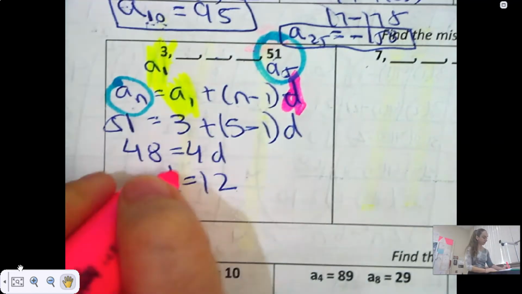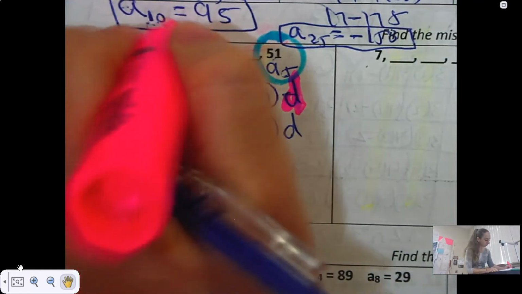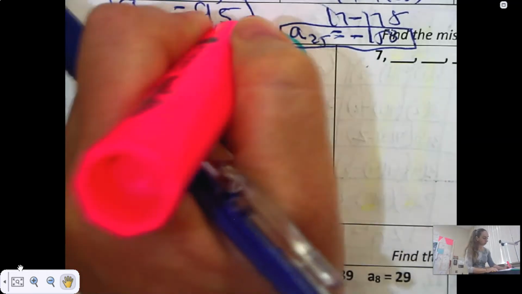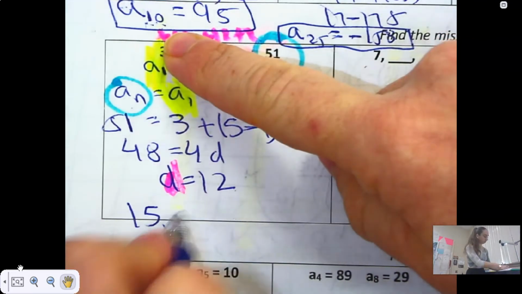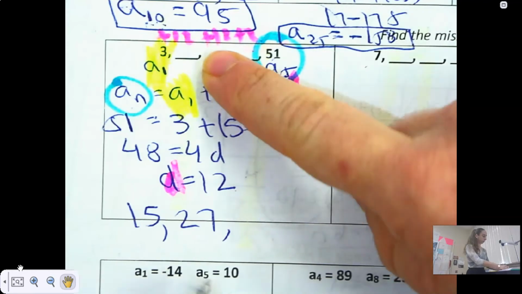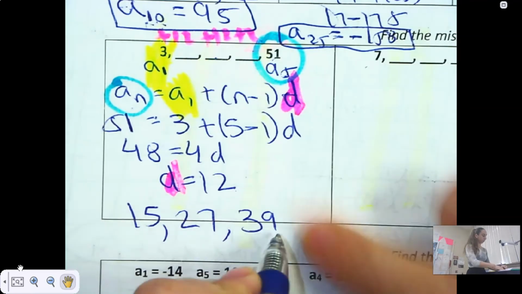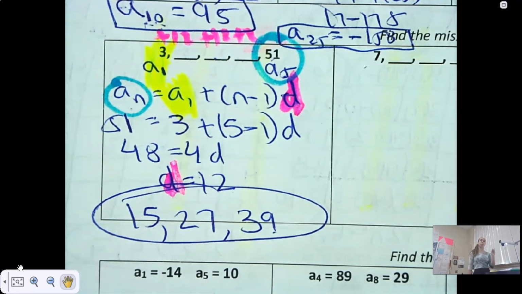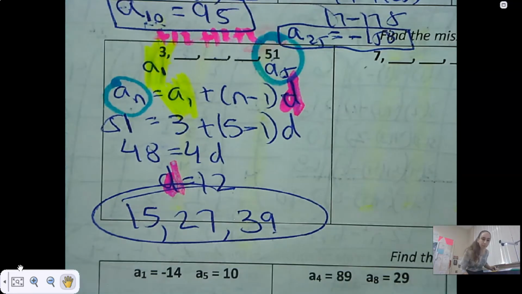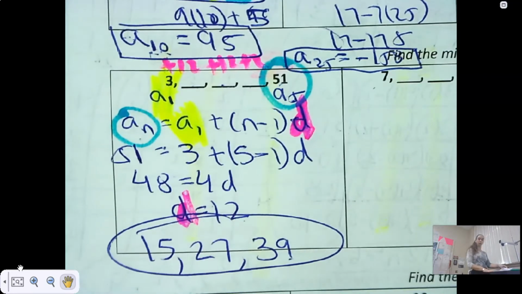What did I just find? I just found my pattern. Plus 12, plus 12, plus 12. 3 plus 12, 15. Plus 12, 27. Plus 12, 39. Plus 12, 51. I found my missing terms. Okay? Just seeing how I'm doing on time.